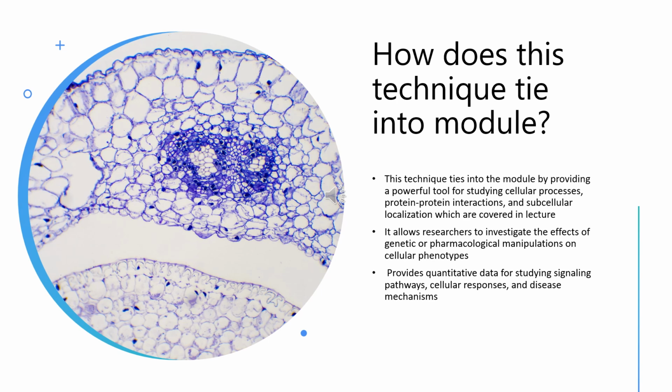So this technique of high-content microscopy ties into Module 4, protein expression and analysis, by providing a powerful tool for studying cellular processes, protein-protein interactions, and subcellular localization. It allows researchers to investigate the effects of genetic manipulations on cellular phenotypes and provides quantitative data for studying signal pathways, cellular responses, and disease mechanisms.